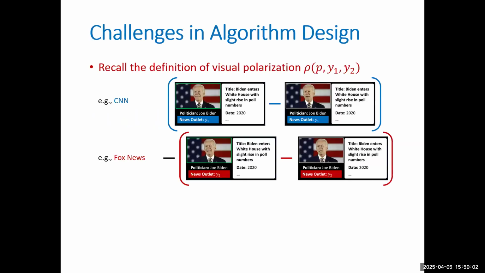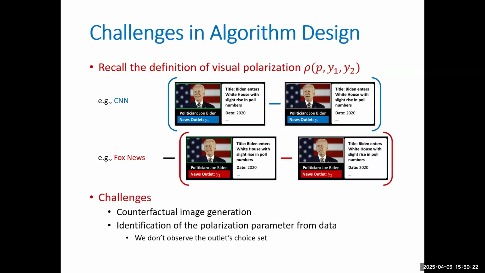So remember, this was a definition we had. We said there is this preference for a smile for one outlet versus another, like how far they are from each other. This is the notion of polarization that we already have. You can think of this as CNN, Fox News, or any other pair that you have.